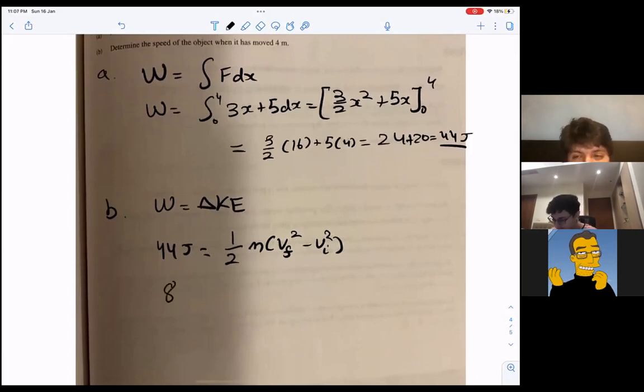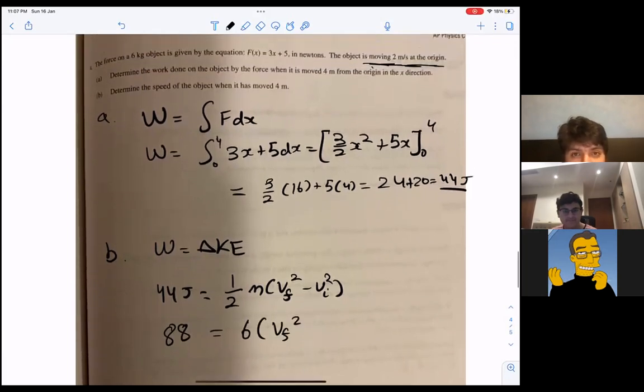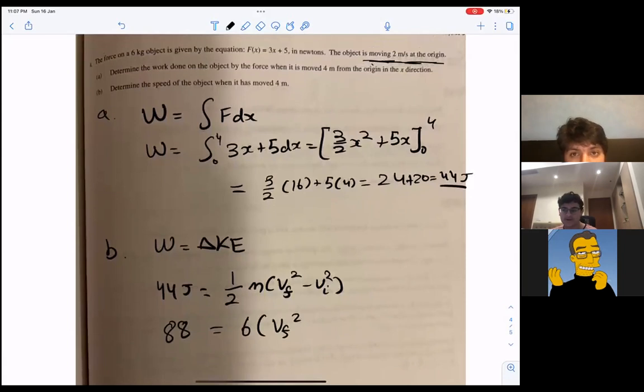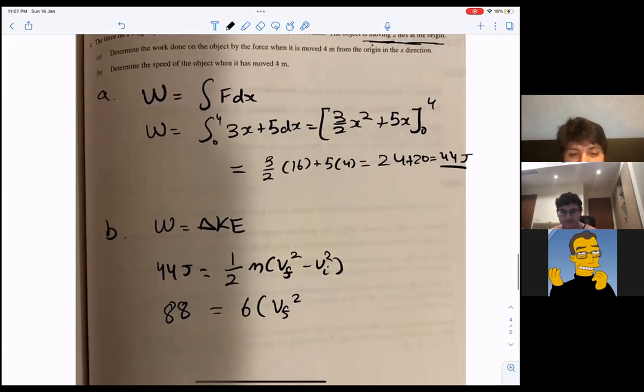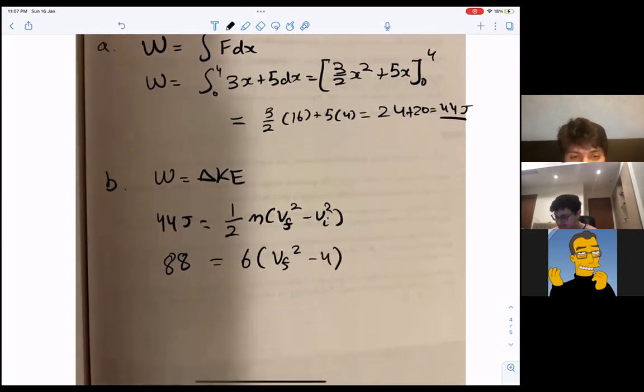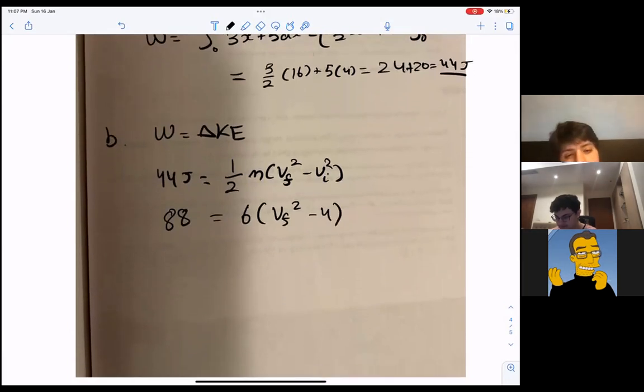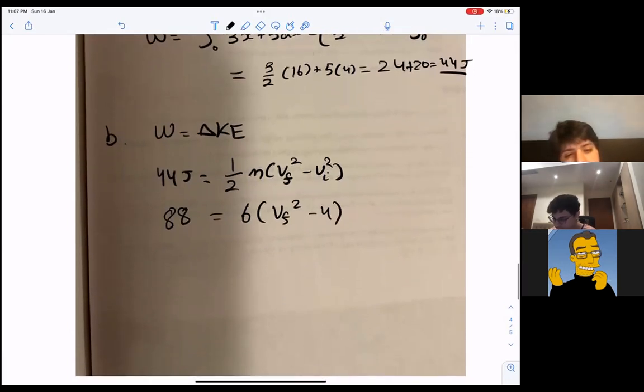Yep. So 88 equals m times what is m? 6. V final is what we're finding. And what's the initial? 0. It's actually 2. Oh, 2. The object is moving at 2 meters per second at the origin. Yep. So let's do minus 4. And now we can simplify this some more. So it would become, right, it is basically divided by 6, 1, 2, 8.